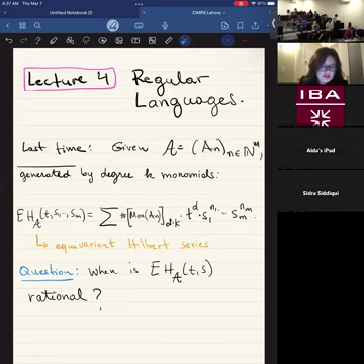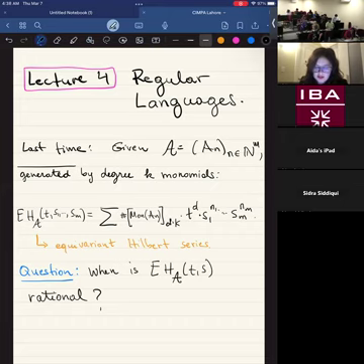And the first question is, when is this rational? So we have more than one variable, so we don't have rationality by default. And when it is rational, when it is possible, compute it.